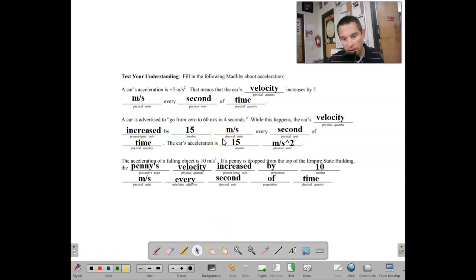Then finally we have the penny falling at an acceleration of 10 meters per second squared. If the penny is dropped from the Empire State Building, the penny's velocity increases by 10 meters per second every second of time. Hopefully this gave you a chance to remember that things in free fall accelerate at 10 meters per second squared, and you remembered what a preposition was and an indefinite adjective. Some bonus learning here today in physics class.